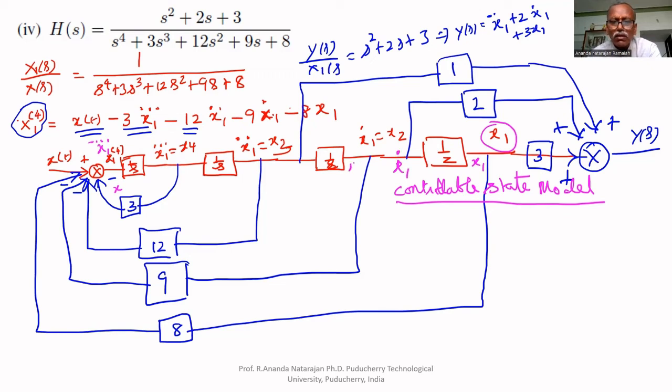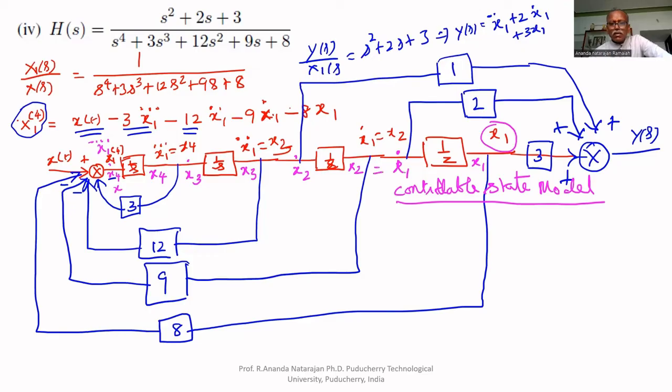Therefore, x1 dot equal to what? x2. This is x2. Therefore, before integration, it is x2 dot. This is x2 dot means what? This is x3. Before that it must be x3 dot. x3 dot equal to what? x3 dot equal to x4. Before x4, what will be there? x4 dot will be there. That's all. Now we can write the equation.